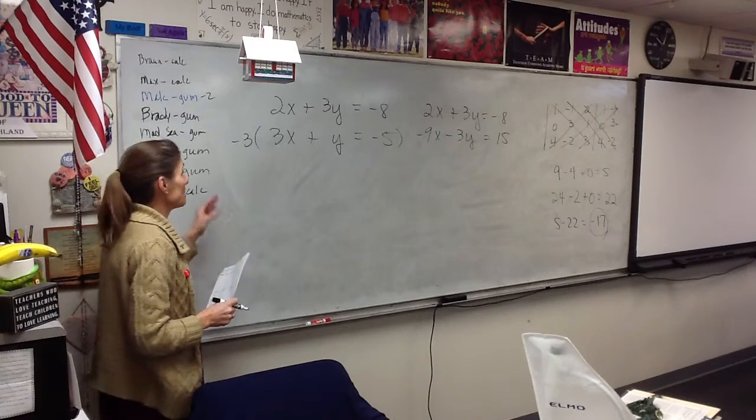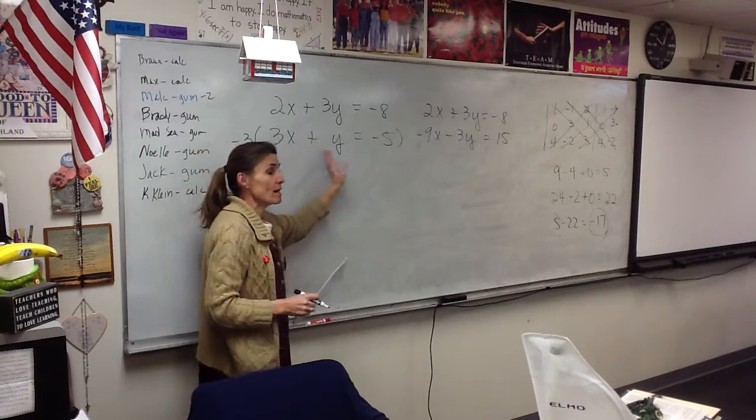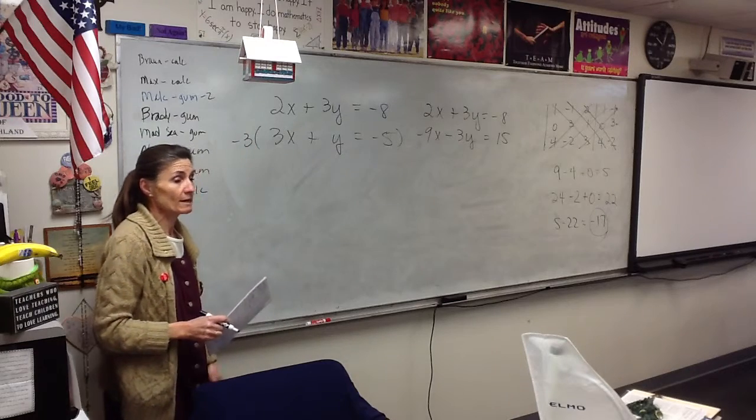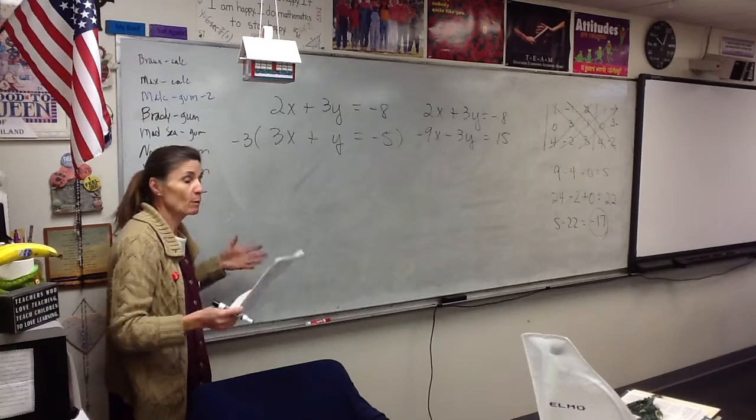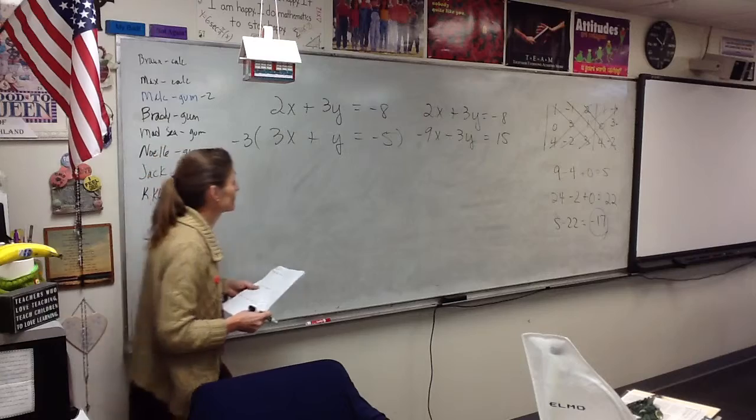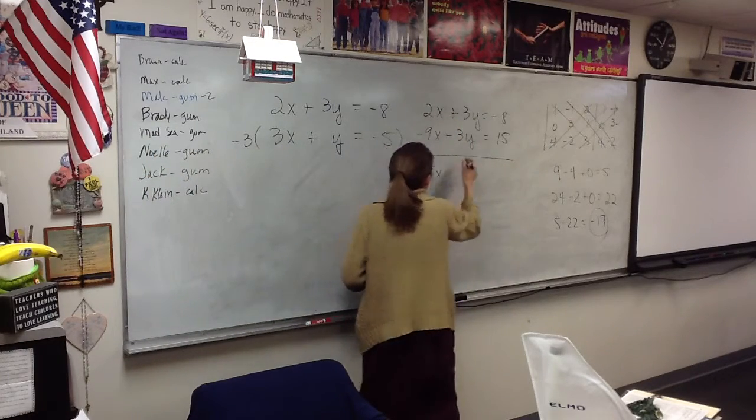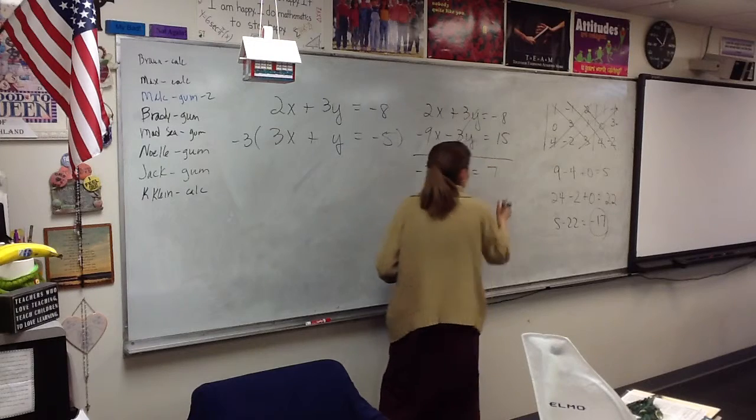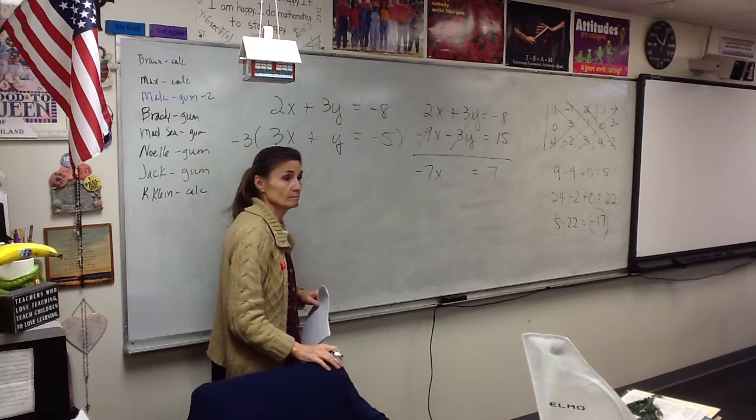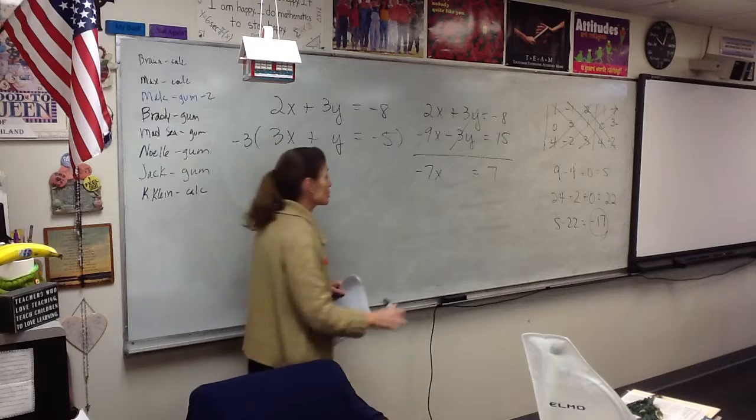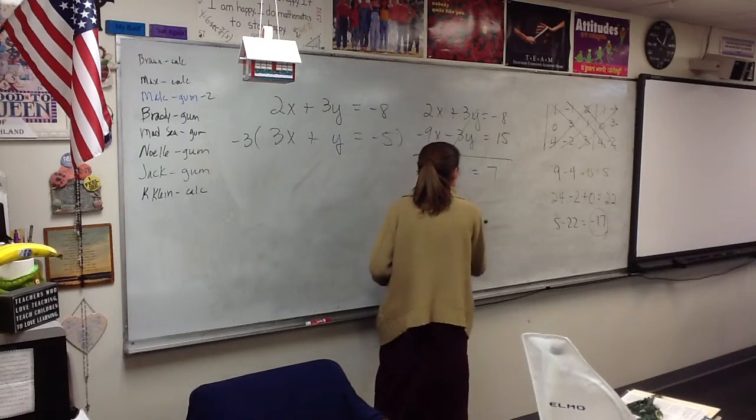Be careful and make sure you're multiplying every number in the whole row by negative 3, okay? Or by whatever, in this case, negative 3. So now I'm going to add these. So I get negative 7x equals 7. So x equals negative 1.